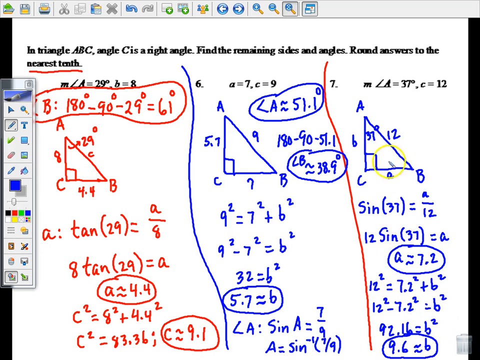Okay, well, we're almost done. It's pretty easy. When we're given one of the acute angles of a right triangle, to find the other one, we just go back like we were doing before, and we take 180 degrees minus the 90 degrees minus, in this case, the given 37. And in our calculator, we subtract, and we get angle B is 53 degrees. Okay, so that's the way we got those answers for 5, 6, and 7.